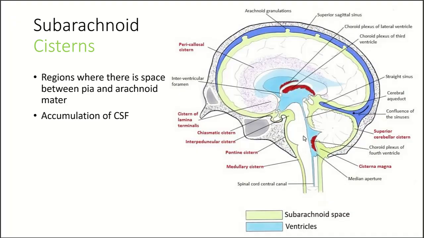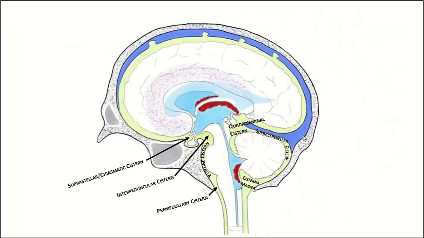So here are some colored versions of these cisterns. These pockets of fluid on the outside of the brain, but within the skull, are known as cisterns. And there are different cisterns that are named for the structures that they are adjacent to. We can see here our suprasellar or chiasmatic cistern that's near the optic chiasma. We have the interpeduncular cistern, which is right anterior to the cerebral peduncles of the midbrain. We have the pontine cistern.